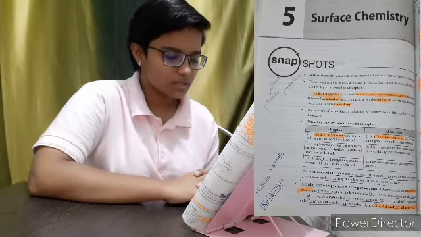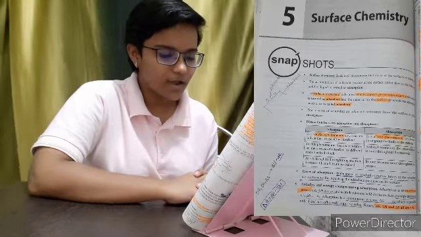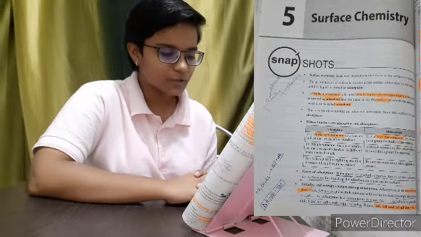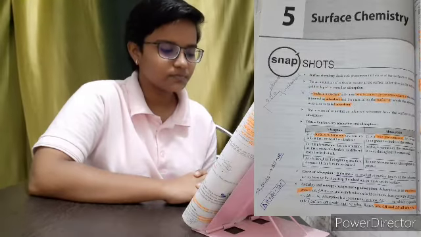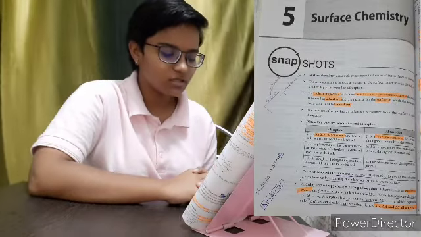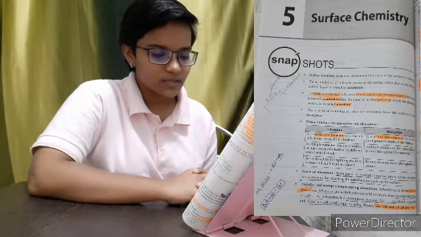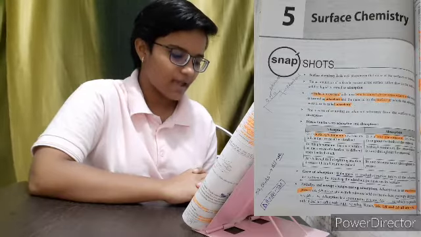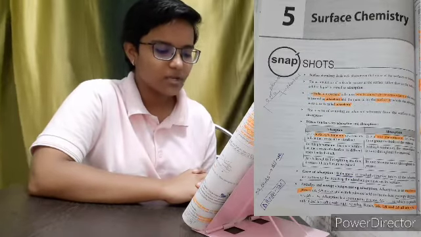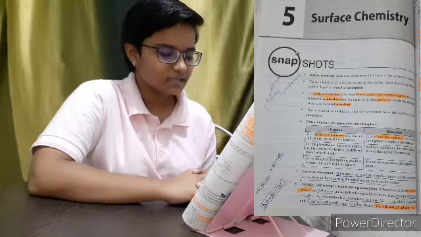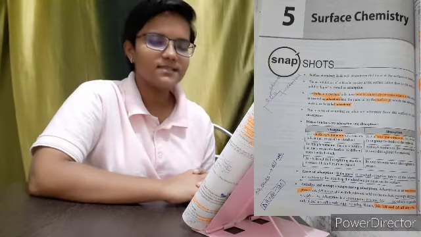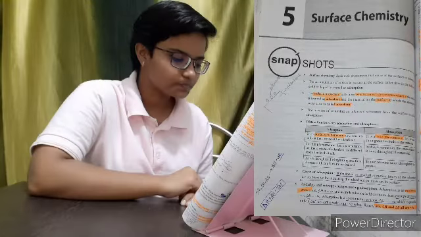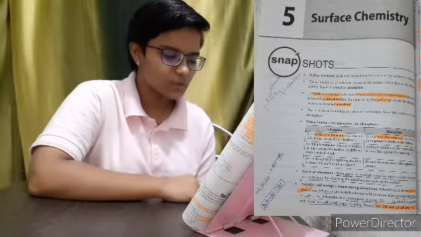Cause of adsorption: unbalanced or residual attractive forces of the adsorbent are responsible for attracting the adsorbate particles on its surface. Enthalpy and entropy change during adsorption. Adsorption is an exothermic process, that is, delta H is negative, and as molecules are held on the surface, entropy decreases, that is, delta S is negative. So delta H is negative and delta S is negative: exothermic and entropy decreases. Adsorption is a spontaneous process.